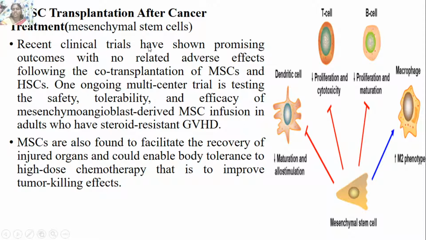So again, this is the picture showing the mesenchymal stem cells, where they can form different types of immune cells, maybe dendritic cells, T cells, B cells, macrophages. Okay, so they are used as a co-transplantation along with the hemopoietic stem cells.